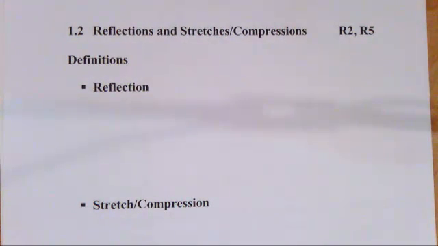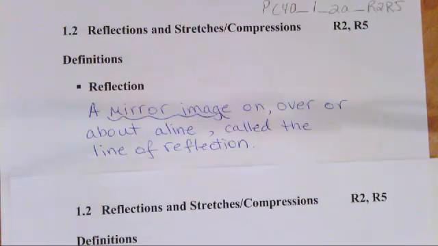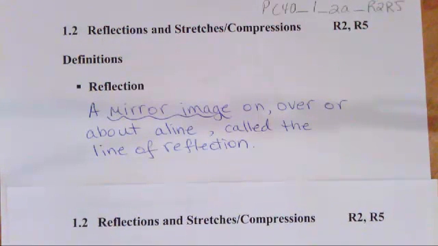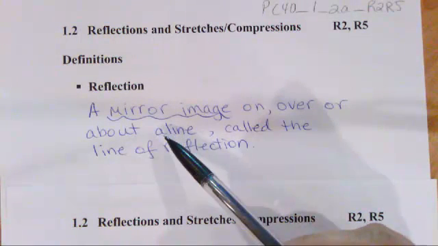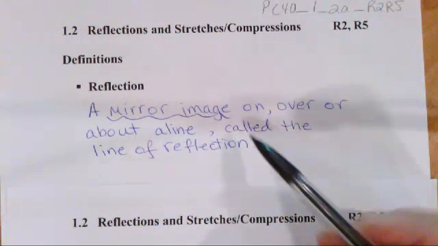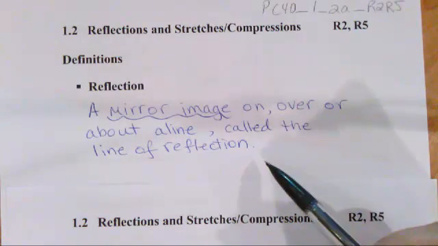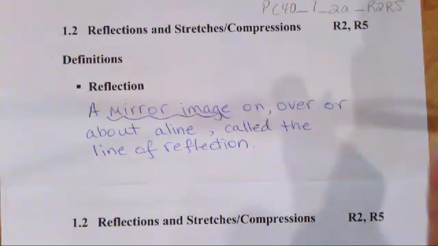Okay. So for definitions, a reflection is a mirror image on, over, or about the line called the line of reflection. So we're either going to be flipping back and forth, kind of like that, either over the y-axis or the x-axis.